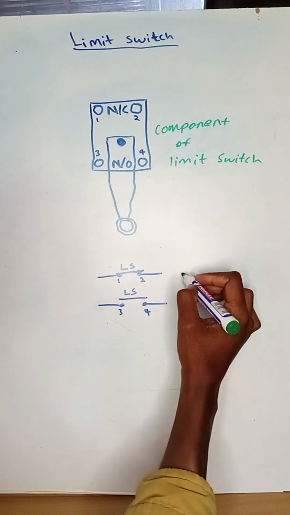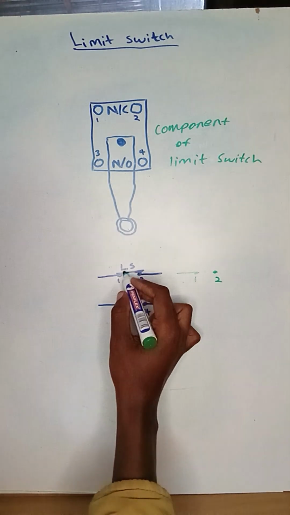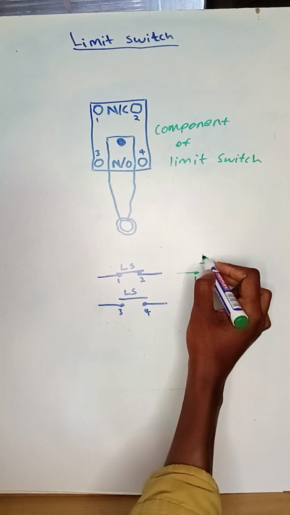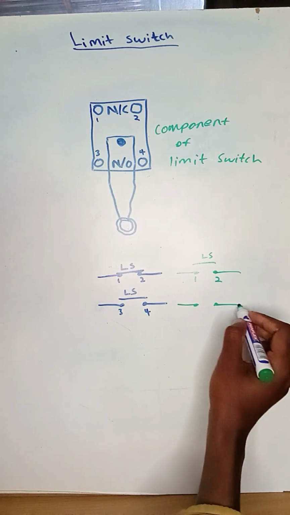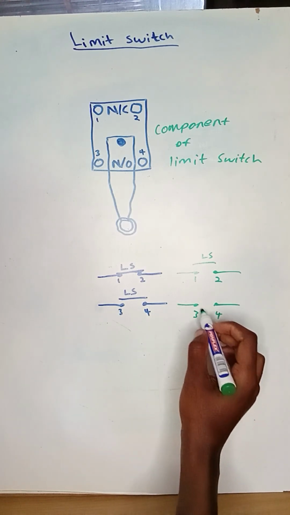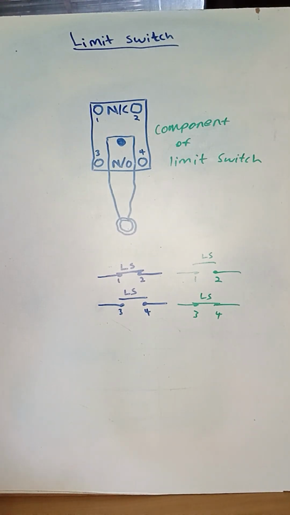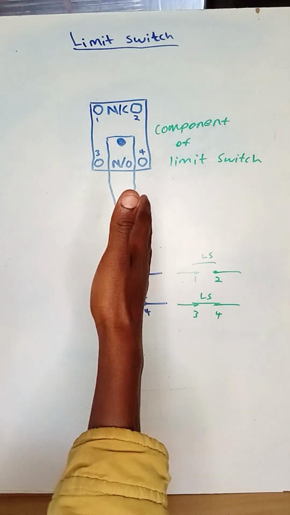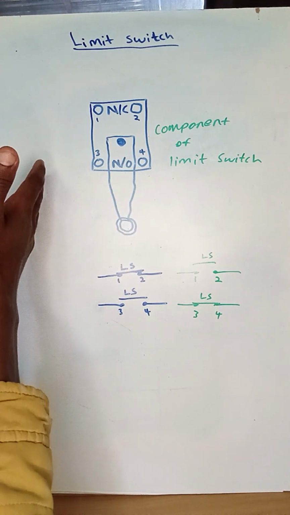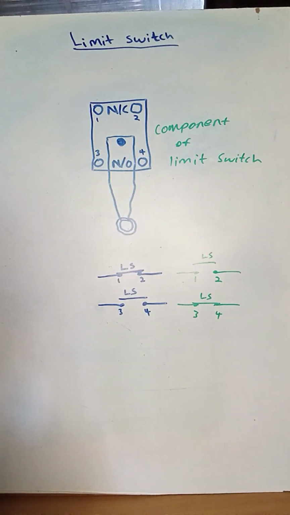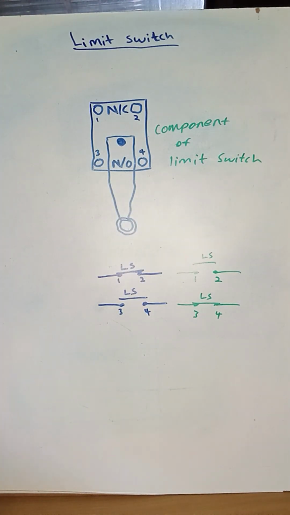which means right now, from here, which is 1 and 2 for normally closed, it is open like this. And right now the normally open contact, 3 and 4, will become closed. So this is what happens when I turn my lever to the left or to the right. So that's it about the limit switch.